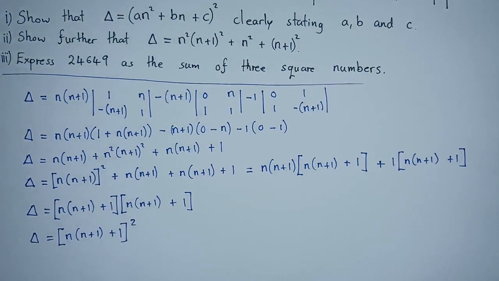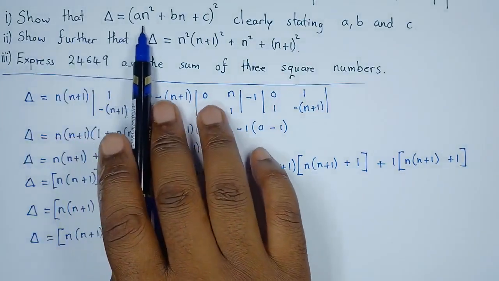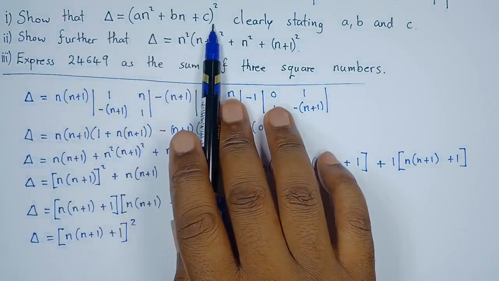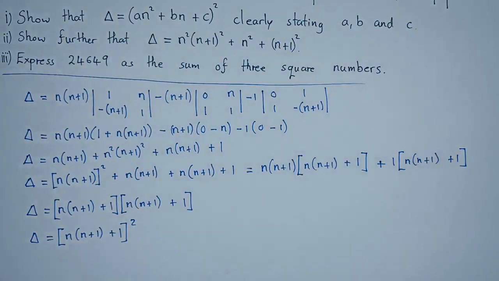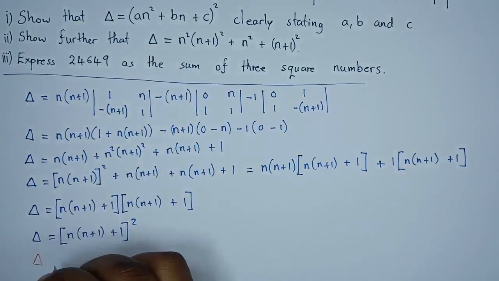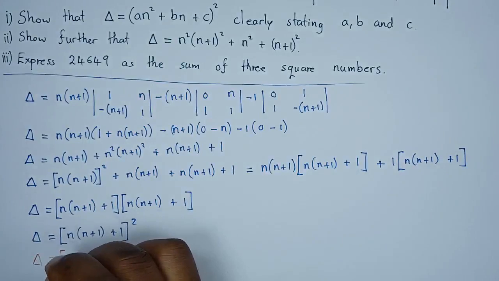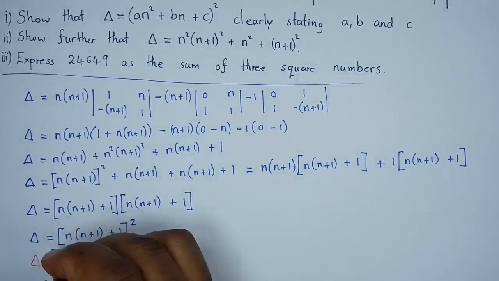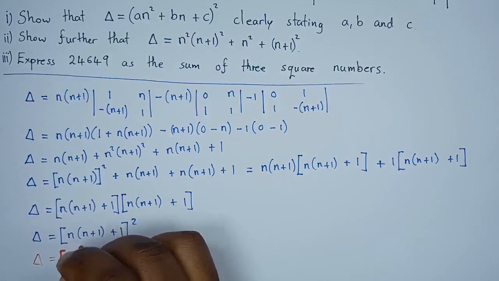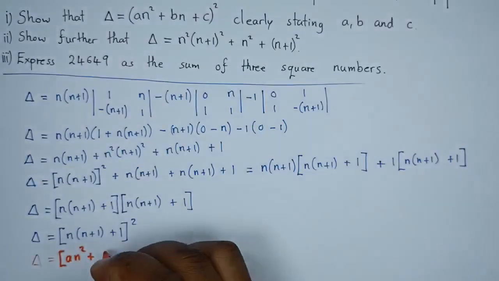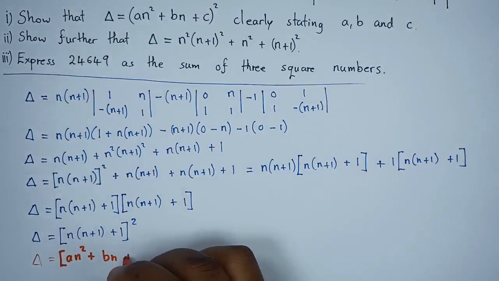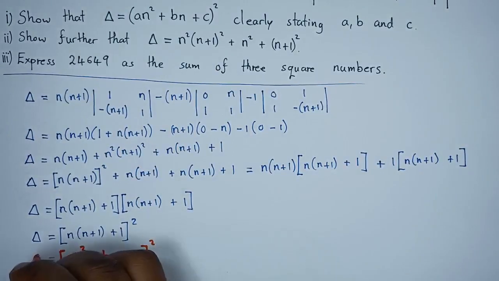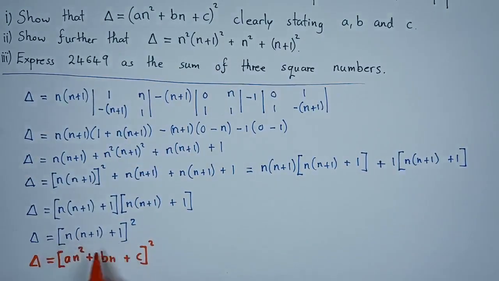Now, if you go back to our question, remember it says that, show that the determinant can be written in this form, clearly stating A, B, C. So I hope you're able to see now that the form we're talking about is, I'll just write it here, the form is an squared plus bn plus c squared. Now, we can see that we don't have that part yet.